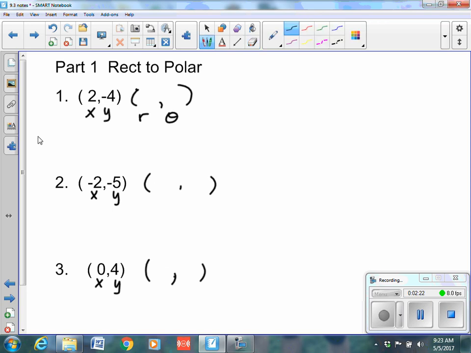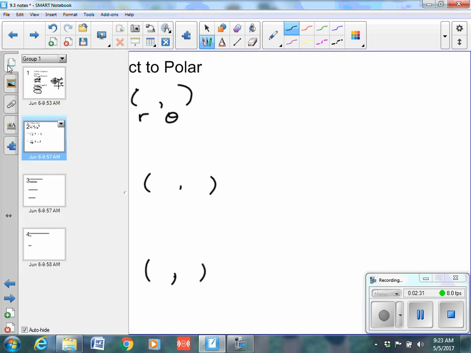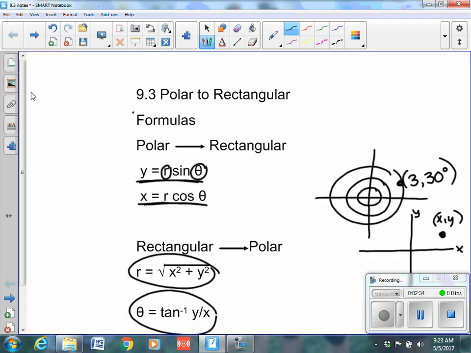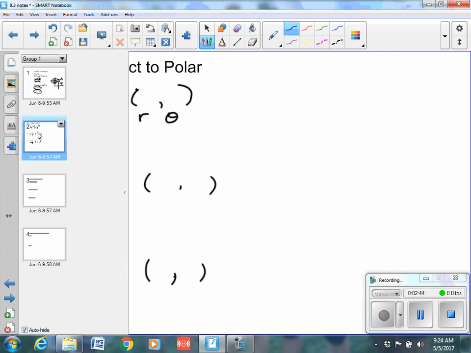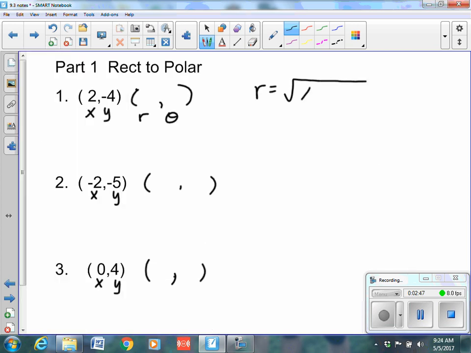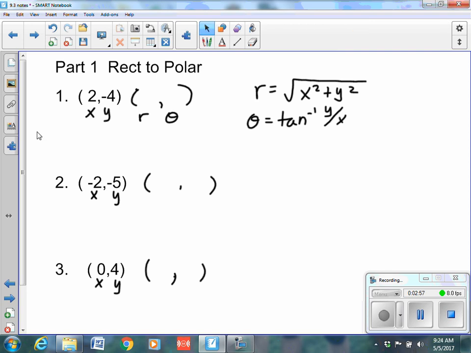So the first formula is, let's see, what is it? We're going this way. r equals the square root of x squared plus y squared, and theta is taking your tangent inverse of y divided by x. Okay, so here we go. r equals the square root of x squared plus y squared, and then theta is going to be the tangent inverse of y divided by x. So take out our calculators. Everything's going to be done using a calculator today.